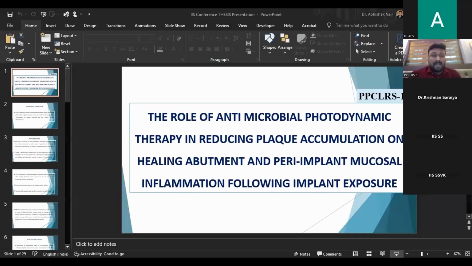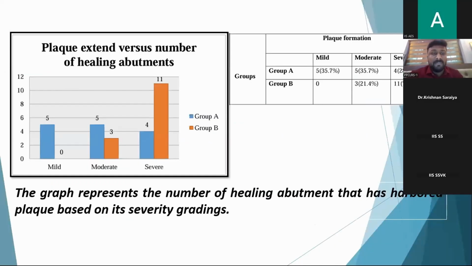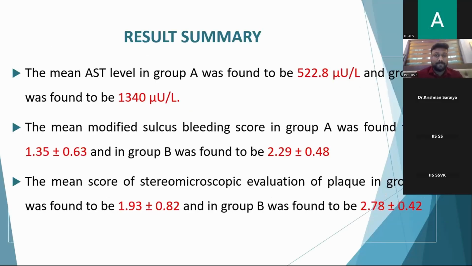The average modified sulcus bleeding index was determined and shows that Group B is higher when compared to Group A, and the difference was statistically significant. Moving on to the severity of the plaque formation, out of 14 healing abutments, 11 of the healing abutments in Group B show severe plaque formation compared to Group A, which shows that plaque harboring is more in those healing abutments which were not subjected to any photodynamic therapy.